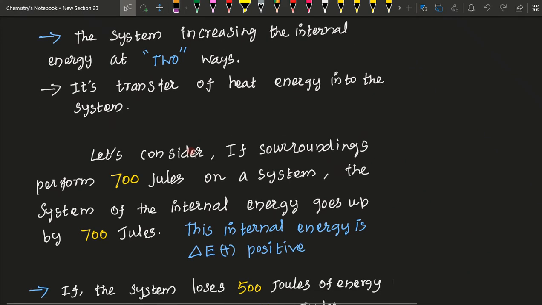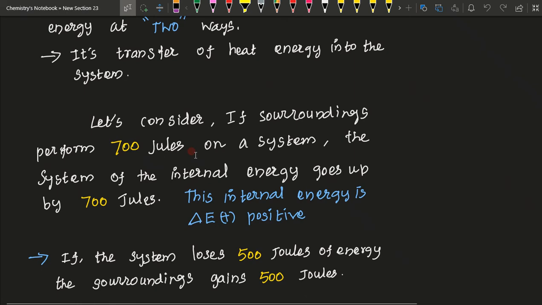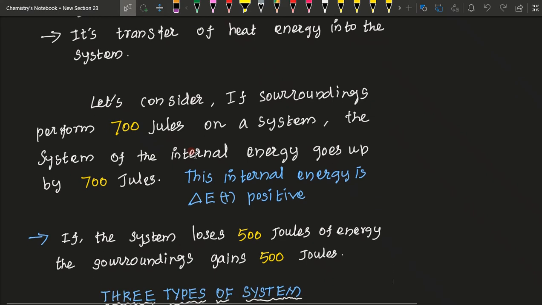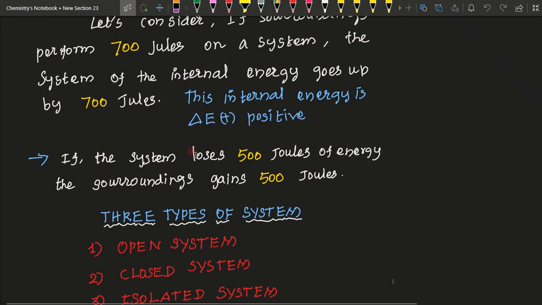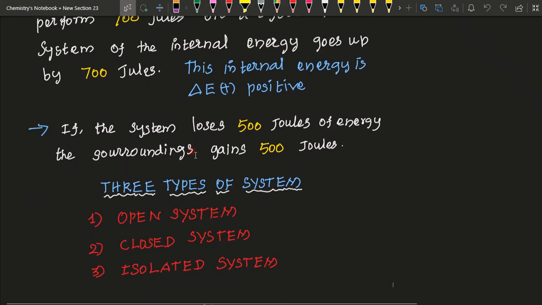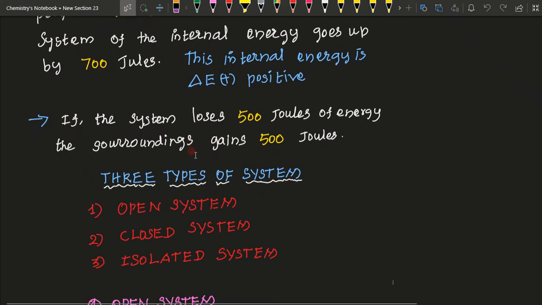Let's consider if the surroundings perform 700 joules of work on a system, the internal energy of the system goes up by 700 joules. The change in internal energy is positive because it gains energy, that is why positive. If the system loses 500 joules of energy, the surroundings gain 500 joules.